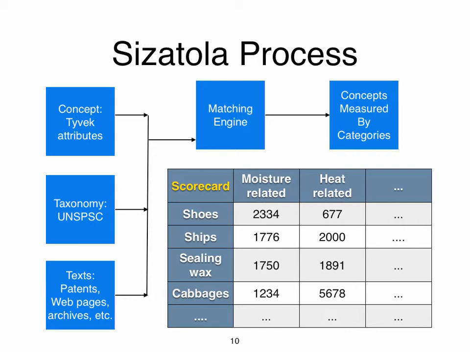Anyway, once again, we see there are at least two important facets or aspects of the Tyvek concept that have been represented, and that the scorecard reports on or displays information on. One is related to moisture. Tyvek is a moisture barrier, water barrier, liquid barrier, etc. And the second is its thermal properties and its operating properties under different temperatures, which turn out to be important for its application. And the idea here, once again, is you get numerical scores on these different facets, and they're matched to potentially several thousand, even tens of thousands of different categories: shoes, ships, sealing wax, and so forth.